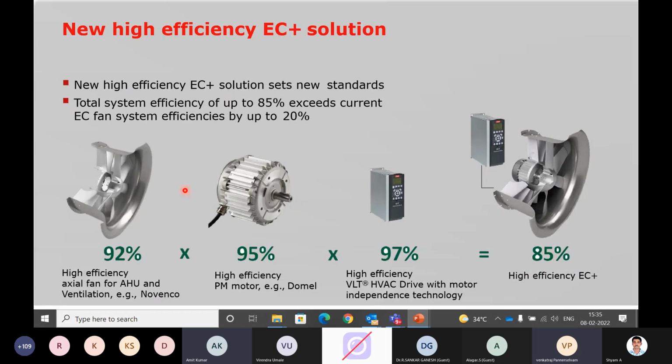So overall system efficiency, we can achieve a 15 to 20% improvement with this new technology of the axial fan, PM motor, and the drive, because these play a major role in improving the overall system efficiency. What makes the axial fan give 92% is the blade tip clearance. You can see here the aerodynamic design, and only our visiting card can go inside at the edge of the blades. They have done it in such a way that efficiency is better and noise is also under control.